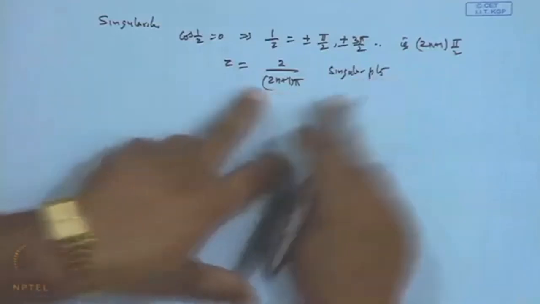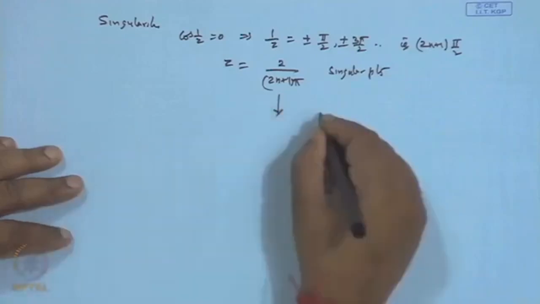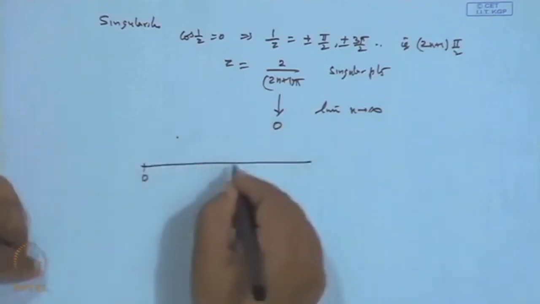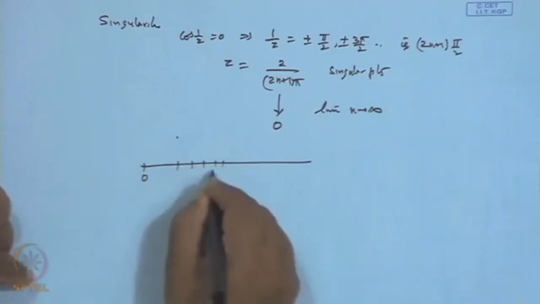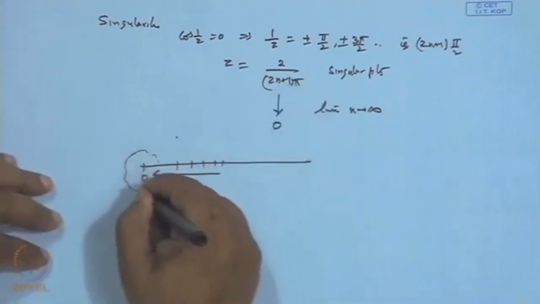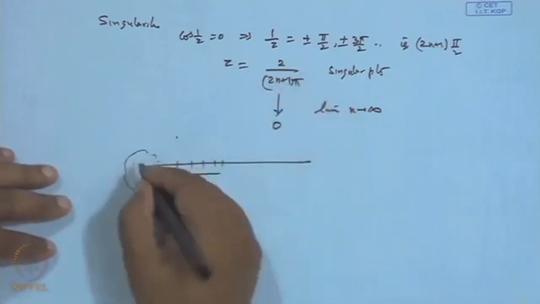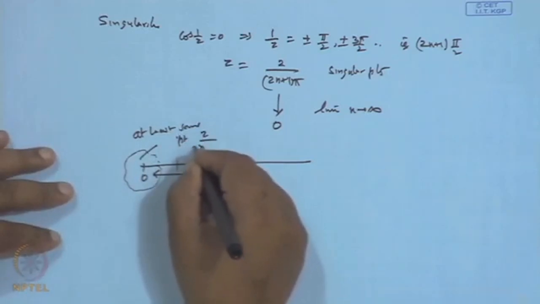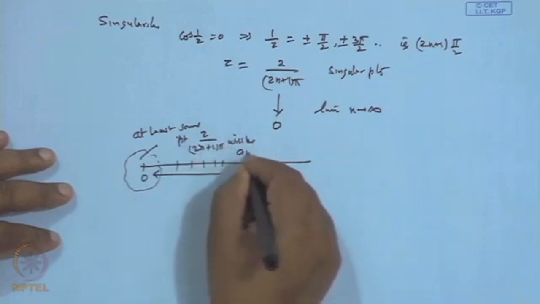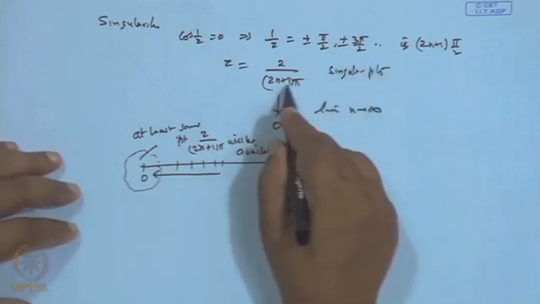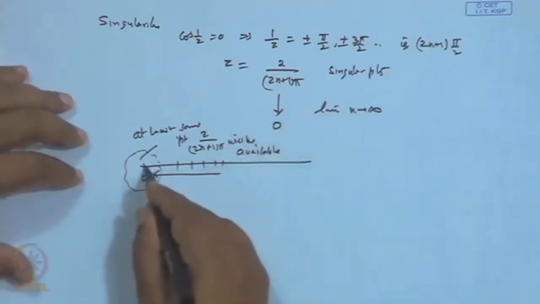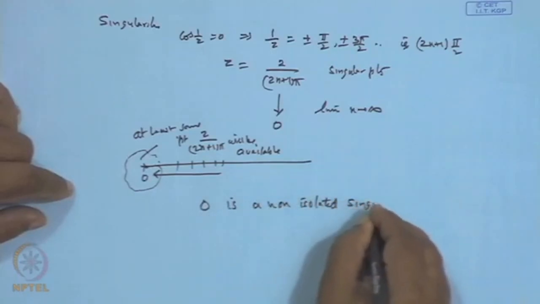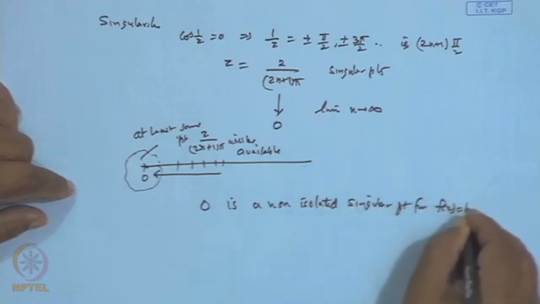Now, take the limit of this as n tends to infinity. What is the limiting position? This limit is 0. Here, these are the sequence of points which are tending to 0. So, if you draw any neighborhood around the point 0, then you will get at least some point of the type 2 over (2n plus 1) pi available in it. It means 0 is not an isolated singular point. So, here 0 is a non-isolated singular point for the function f(z), which is tan of 1 by z.